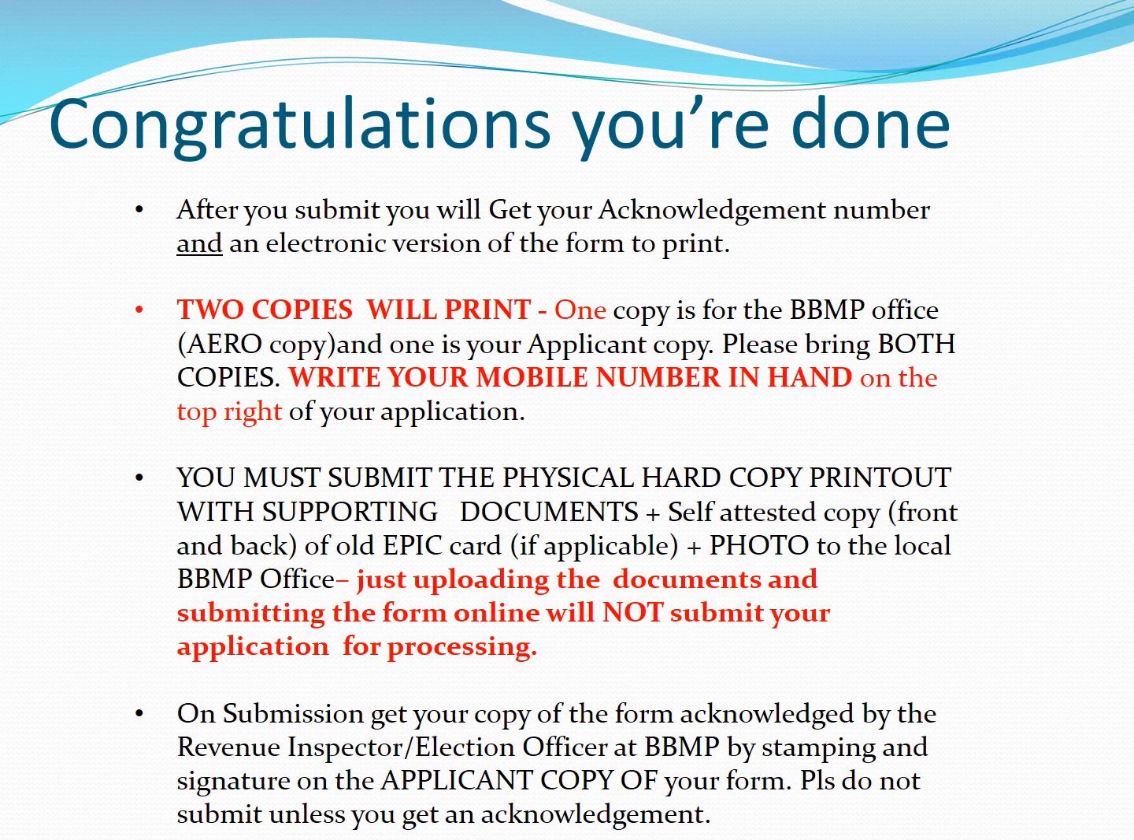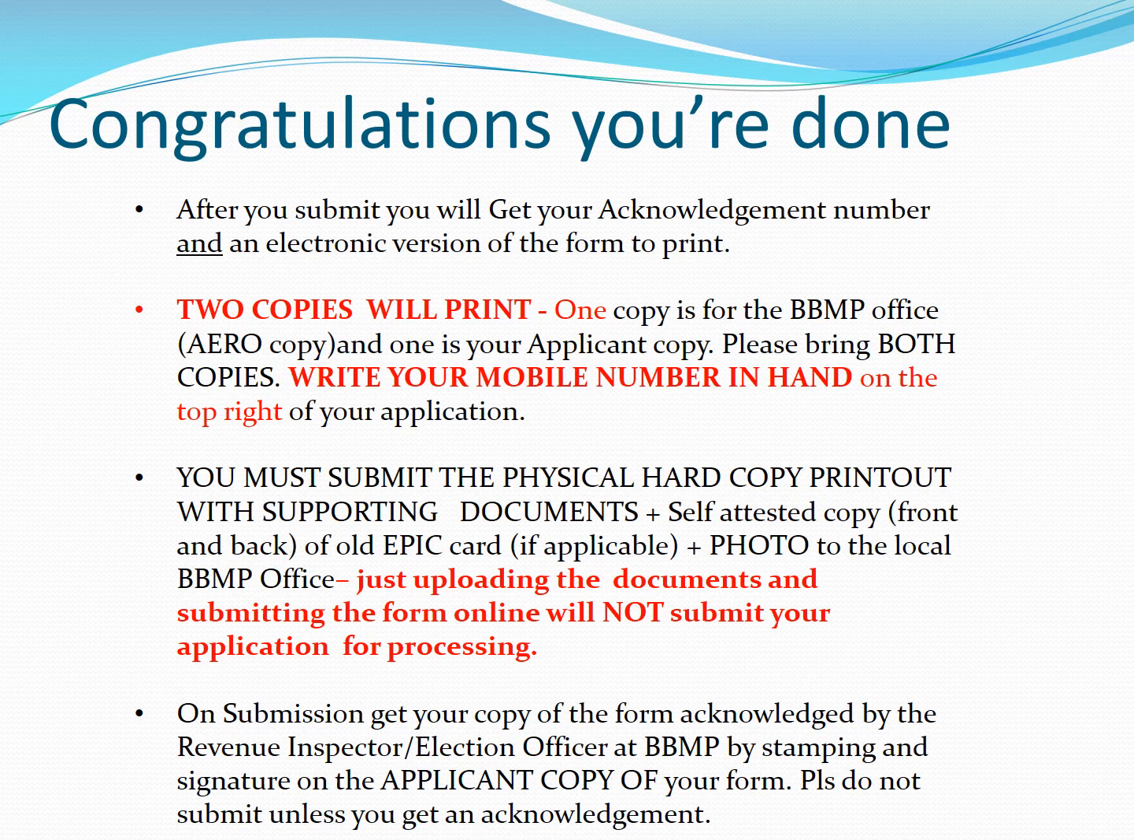Congratulations, you're done. After you submit, you will get your acknowledgement number. This will be printed on your application form. Please print out 2 copies of the form. One will be for submission to the election officer, and the other is your copy, which you must get stamped and acknowledged when you submit the hard copy, so that you have proof of submission.